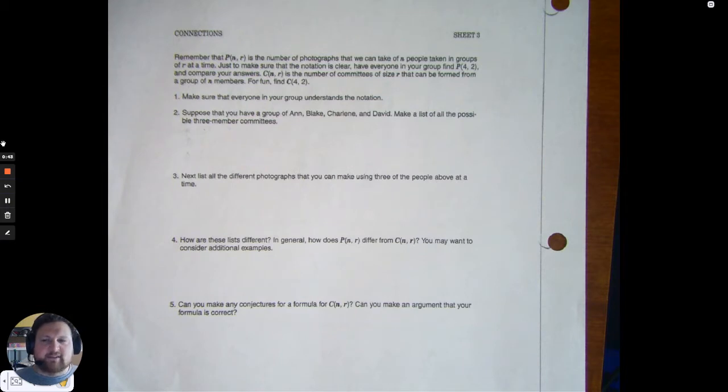In a committee room, they're still a member of the committee. Okay, so with P, the photos, the order matters. With C, the committees, the order doesn't matter. Okay, so that pretty much takes care of number 1.